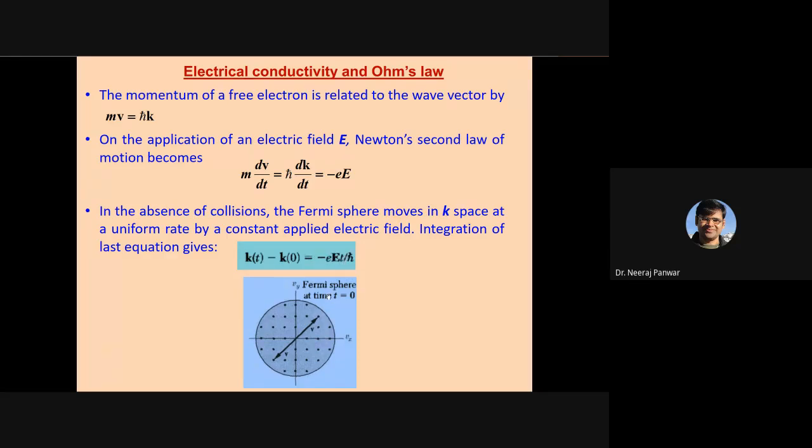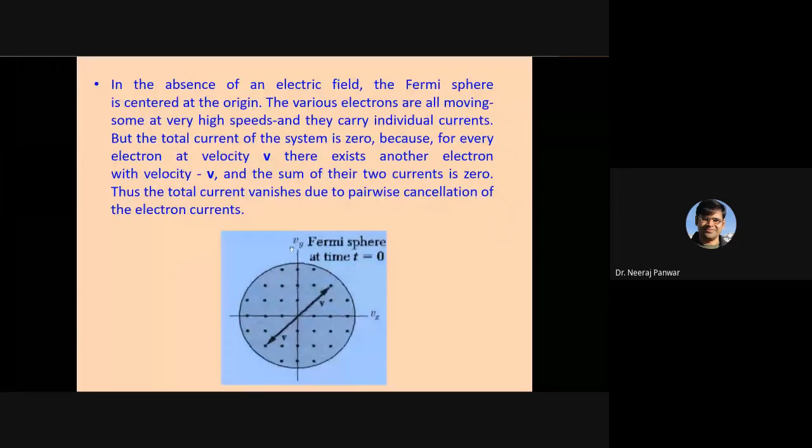So this is the Fermi sphere we have plotted in momentum space, and this is the Fermi sphere at time equal to 0 seconds. Now, if we don't apply any electric field, we know that we are not going to get any current from the metal. And the explanation is very interesting here. In the absence of electric field, the Fermi sphere is centered at the origin.